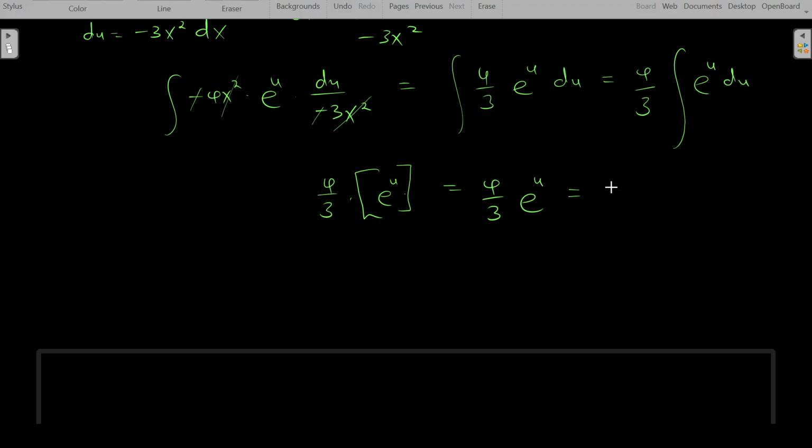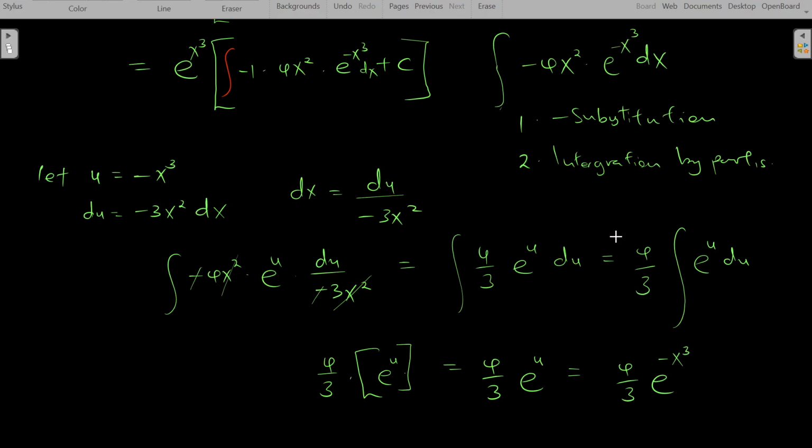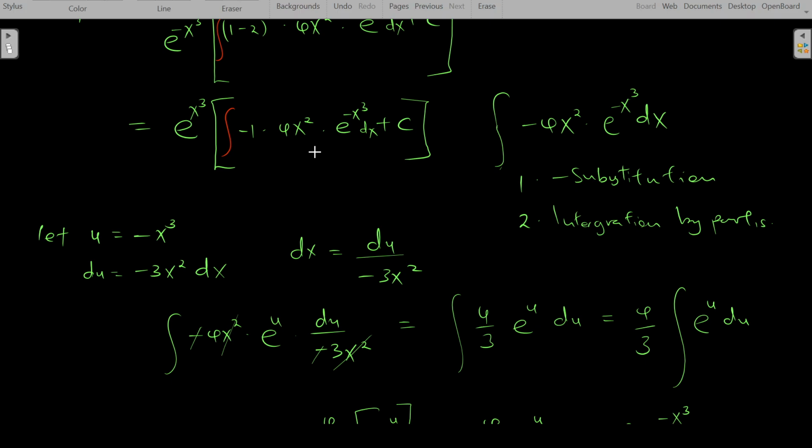If I substitute back my u, I should get 4 over 3 e raised to negative... what's my u? My u is negative x cubed. So this should be negative x cubed, sorry. So this is my answer. We have already performed the integration.